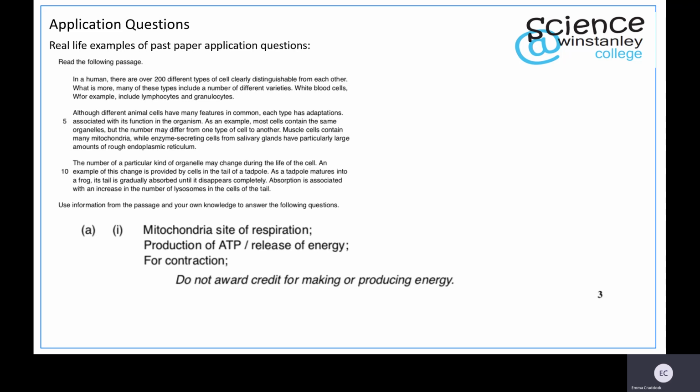First of all, mitochondria is the site of respiration. I will put aerobic respiration because sometimes they want you to put the word aerobic. Therefore, mitochondria is the site of production of ATP or the release of energy. And then you need to link this to muscles as well. I need to explain that it's for contraction. If you say making or producing energy, you will not get any marks because it's against the laws of physics. You need to say it releases energy. Remember, you cannot create or destroy energy.